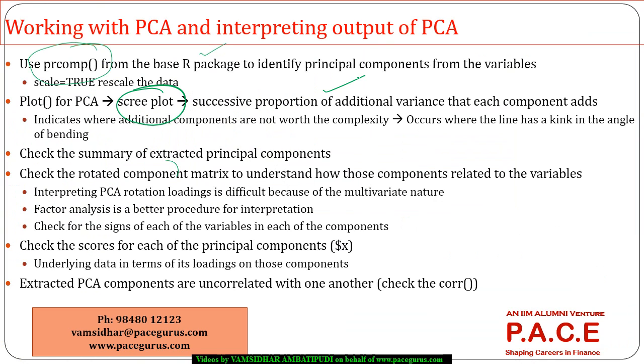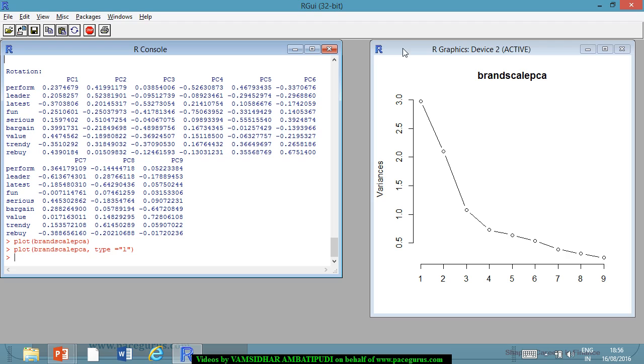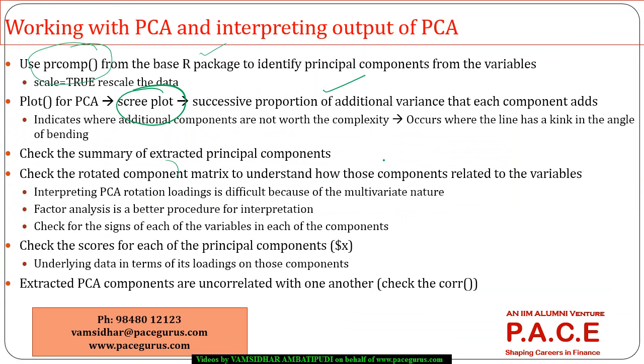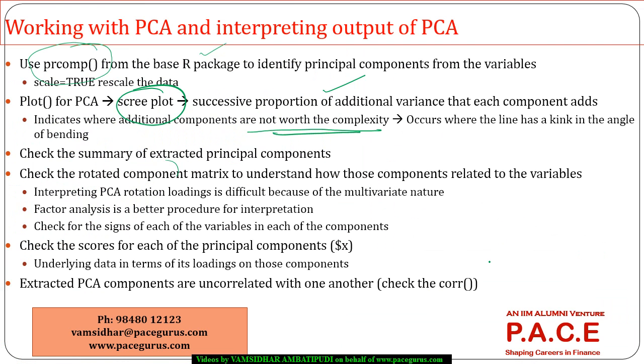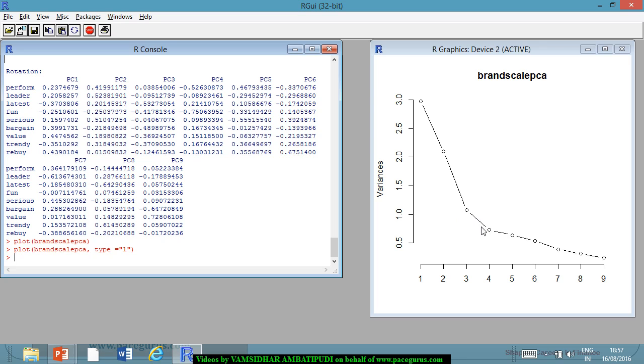The scree plot talks about successive proportion of additional variance. So this one has this much variance, then the second component adds this much, the third component this much, the fourth component this much, and so on. Where the additional components are not worth the complexity, where you are seeing a kind of kink, it's better to stop at that particular point. Here I could see that right from the fourth component, there is a kind of flattening happening, where the line has a kink in the angle of bending.